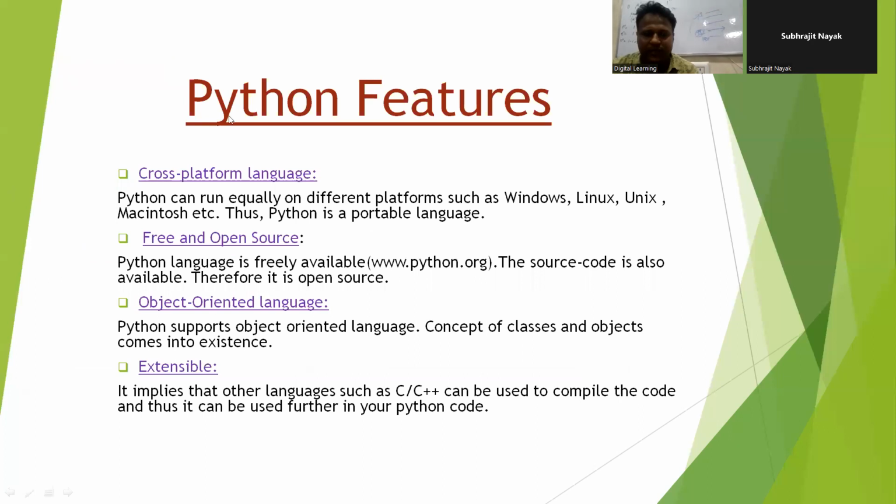Next, it is a cross-platform language. Python can run equally on different platforms such as Windows, Linux, and Macintosh. So it is called cross-platform. It is open source. Open source means it is freely available. And you can get Python from www.python.org or you can get it in Anaconda, www.anaconda.com.